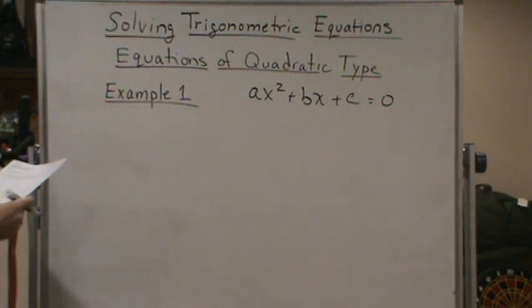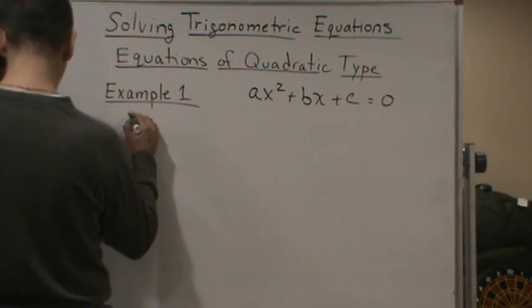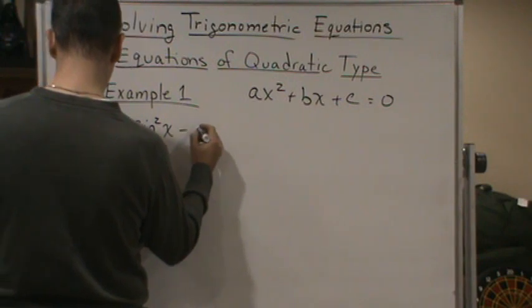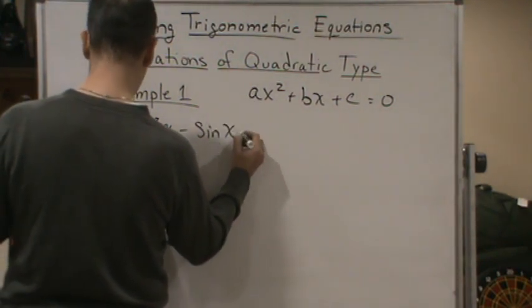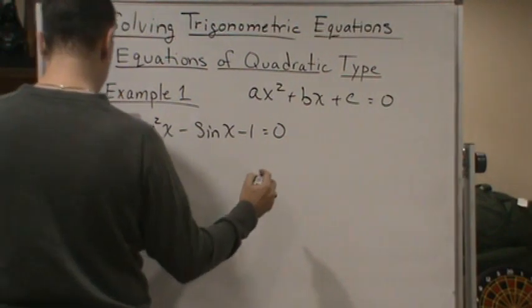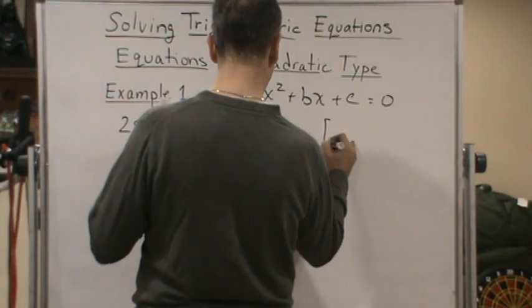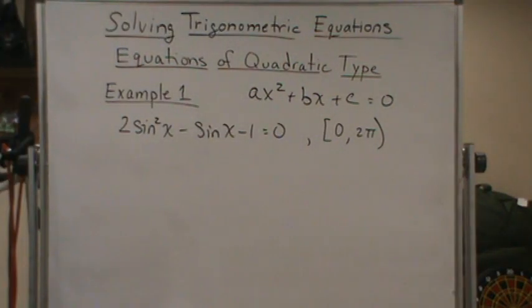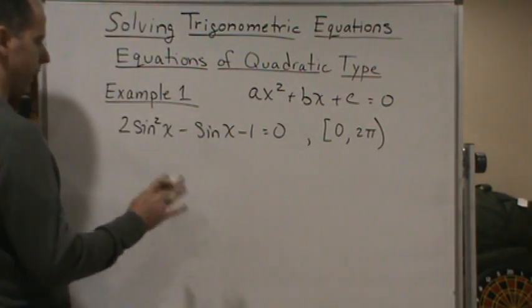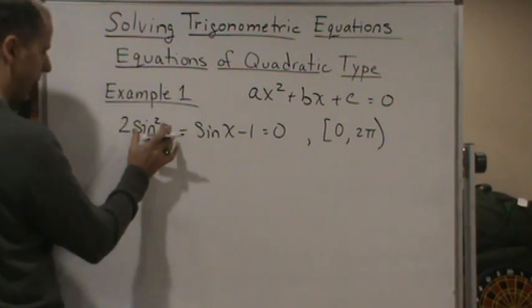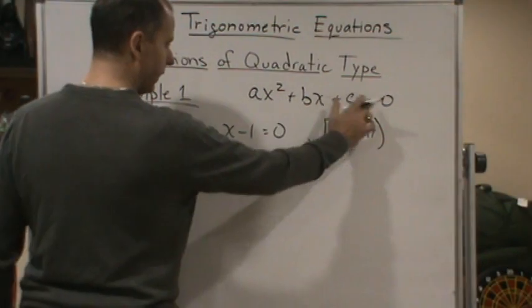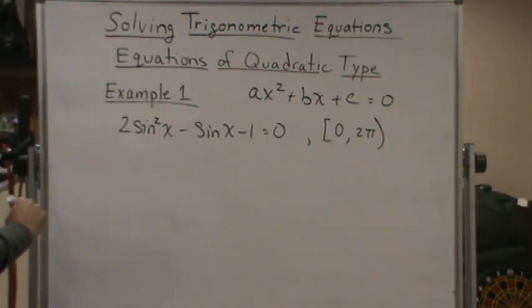Okay, so let's do this example here. The example is 2 sine squared x minus sine x minus 1 equals 0, and we're interested in the interval from 0 to 2 pi. So we want to solve this in that interval. Now, notice that this is quadratic in form, because it has a squared term, a single term, and a constant. So it fits this form.